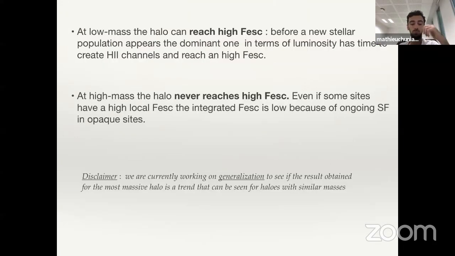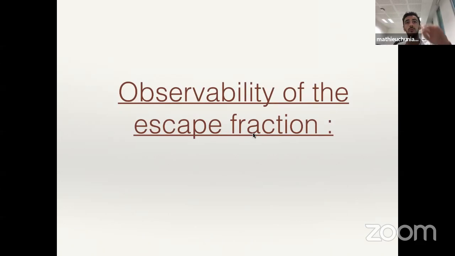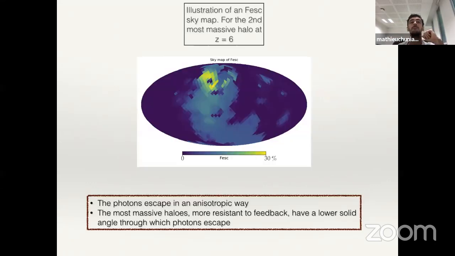So to sum up briefly this first result: at low mass, before a new stellar population appears, the dominant one in terms of luminosity has time to create an H2 channel, and you can reach a high escape fraction. But at high mass, even if locally you can have a high escape fraction, the integrated escape fraction is always very low because of the ongoing star formation. So in the second part of the talk, I will talk about the observability of the escape fraction.